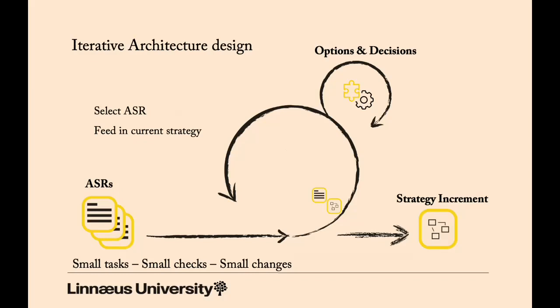As you see here, we have a current selection of architecture significant requirements and the current strategy. It's iterative and it's incremental. It means that we have something, and this something must be taken into account when we add new decisions to the strategy or revise existing decisions. So that's why we have the current strategy here, and then there is this increment down here, which is, in this case, slightly bigger than that one.